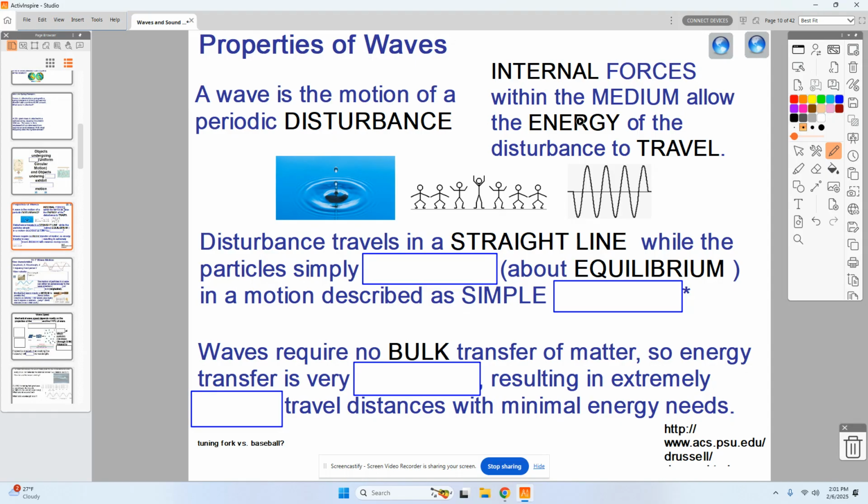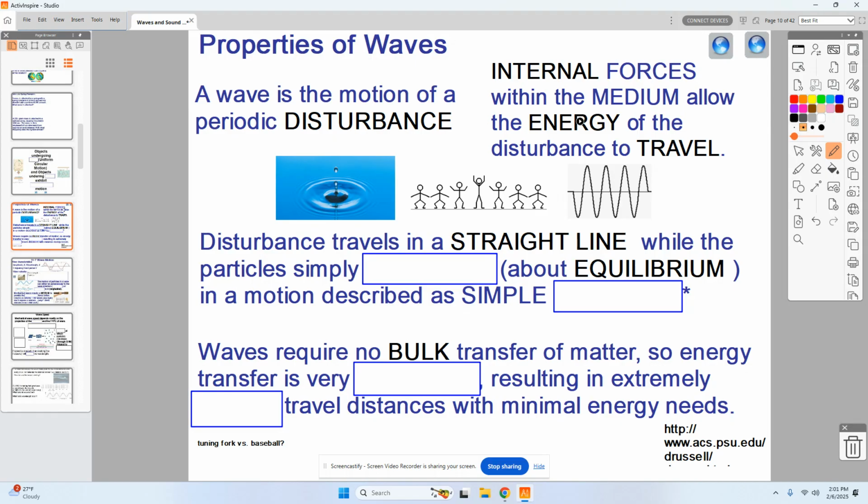Disturbance travels in a straight line. So I want you to look at this disturbance here. My hand is creating a disturbance left and right. I put an alligator clip in the middle of this slinky so you can see how the particles themselves move. That alligator clip is connected to the bottom of that slinky, and I want you to look at its motion as the wave moves through it.